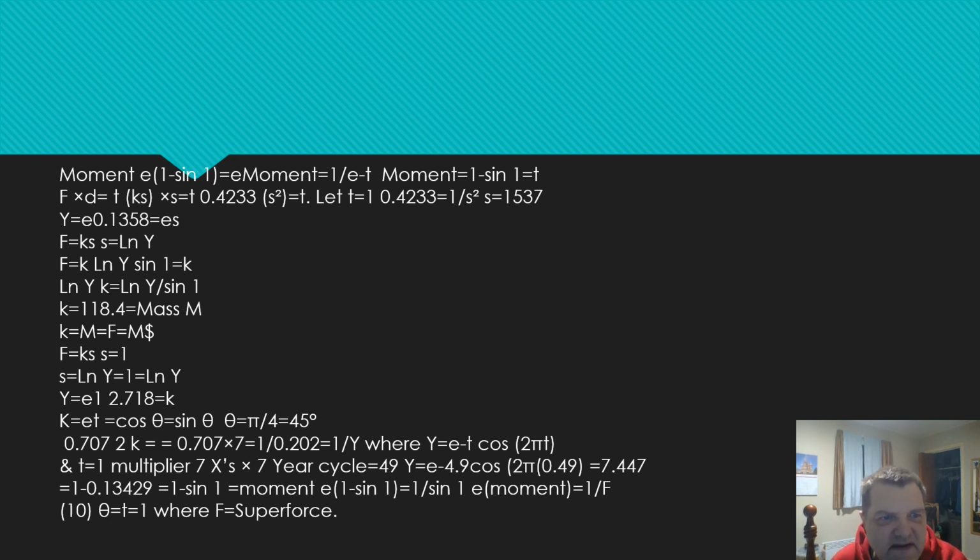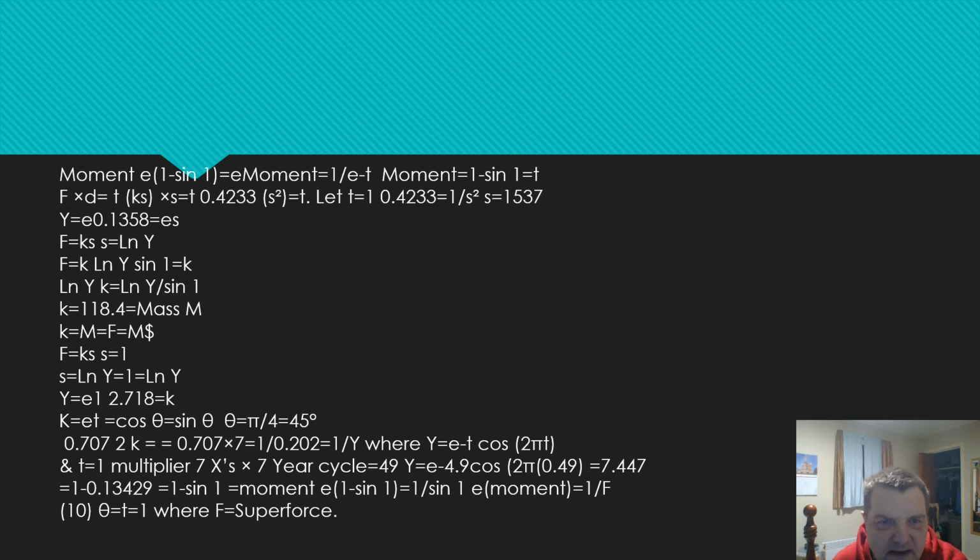So the moment times e to the power minus 1 minus the sine of 1 is equal to the e to the moment, which is equal to 1 over e minus t. The moment is equal to 1 minus the sine of 1, which equals t. F times d, its work, force times distance, is equal to t times ks times s, which is equal to t times 0.4233, that's k, s squared.